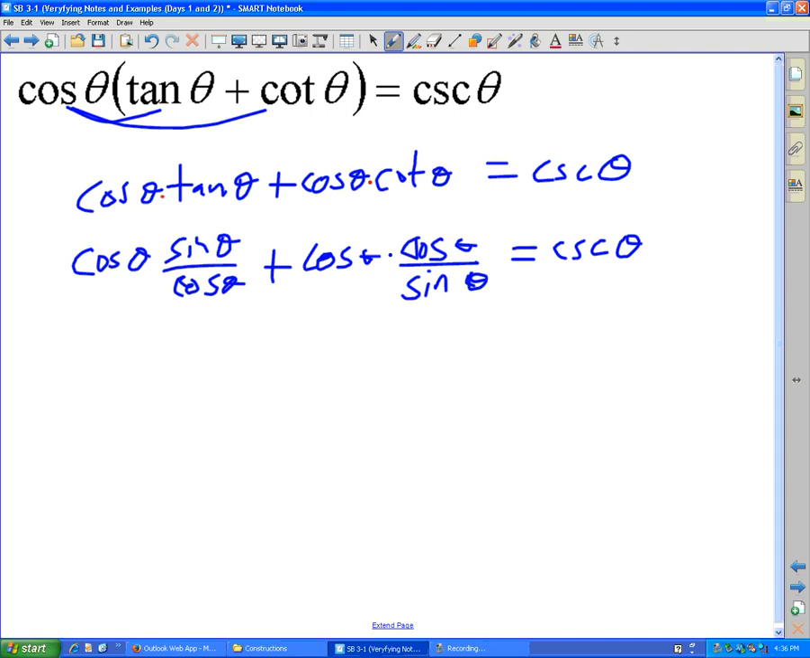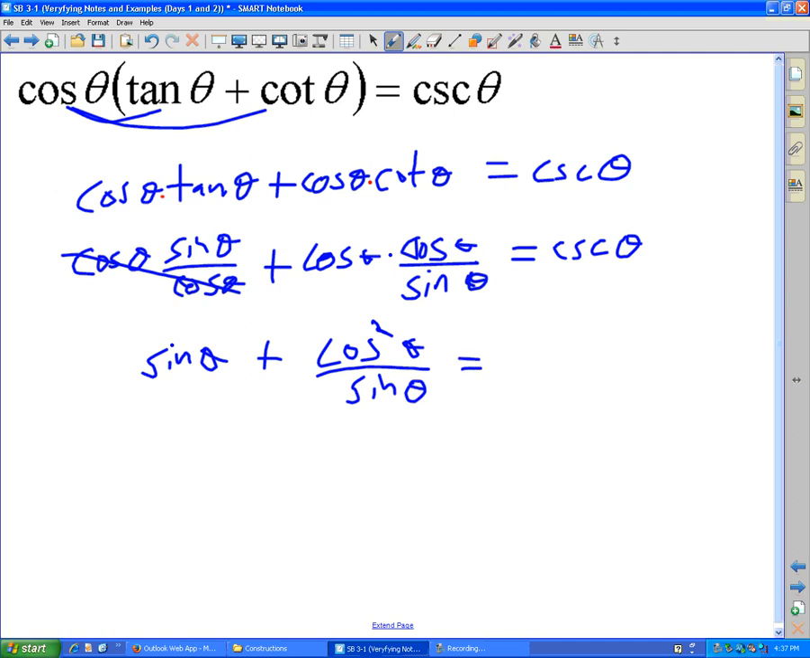All right, so a couple good things happen. One good thing here is that the cosines simply cancel, leaving me with sine theta. Over here, the cosines do not cancel, but they go together quite nicely to give me cosecant squared of theta, and that's over sine of theta.